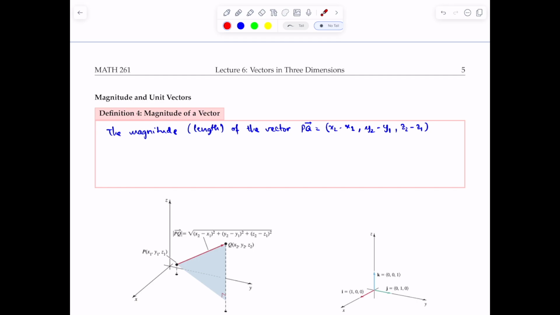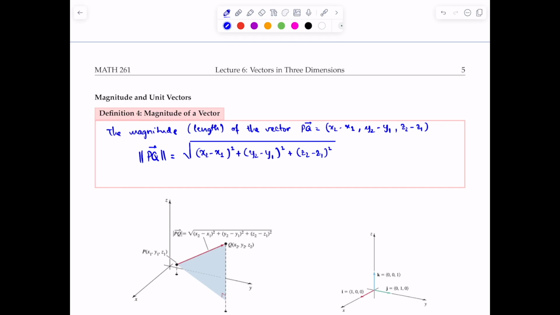To calculate the distance, or the magnitude, or the length of the vector, we're going to do the following. The magnitude of the vector PQ is equal to the square root of (x2 minus x1) squared plus (y2 minus y1) squared plus (z2 minus z1) squared. This is similar to the distance between the two points P and Q. Even though PQ is a vector, when you take the magnitude or the length of the vector PQ, it actually shows you the distance between the two points.